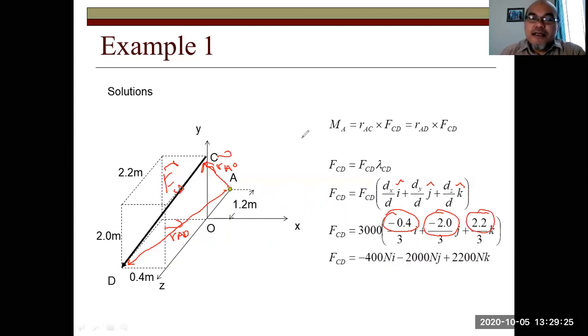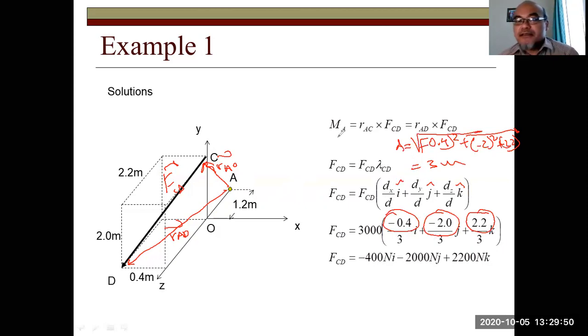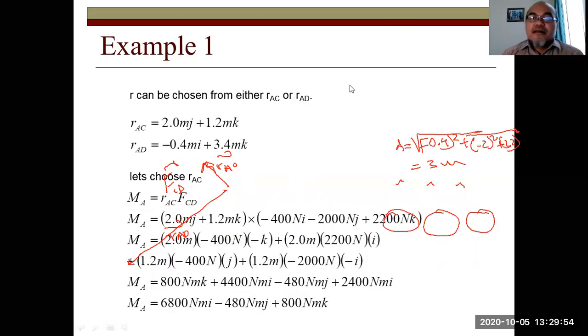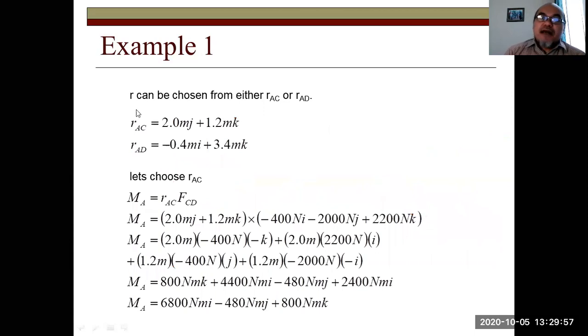Okay, so the d itself comes from the square root of minus 0.4 squared plus minus 2 squared plus 2.2 squared. And here we obtain 3. The result is 3 meter. So based on this, we obtain FCD equals minus 400 Newton I, minus 2000 Newton J, plus 2200 Newton K.